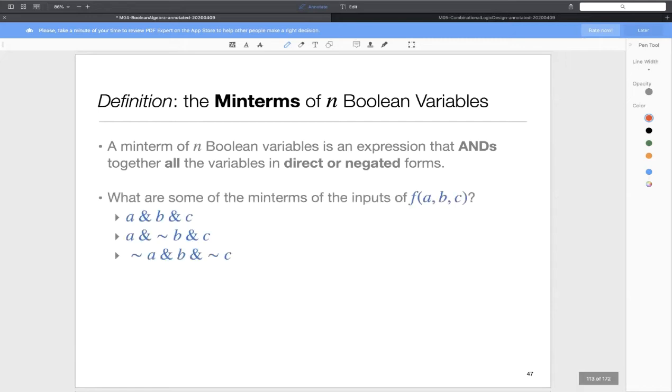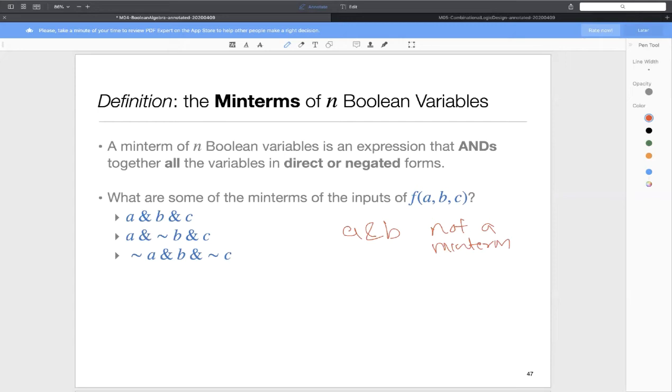For example, if I give you a function f(a, b, c) and I ask what are the minterms of its inputs, then all these expressions I have written, a and b and c, a and not b and c, not a and b and not c, and so on, are all minterms. I need to have all three letters appear, a, b, and c. So if I simply write a and b, that is not a minterm, because it is missing c. But those symbols a, b, and c can either appear as they are or in negated form.